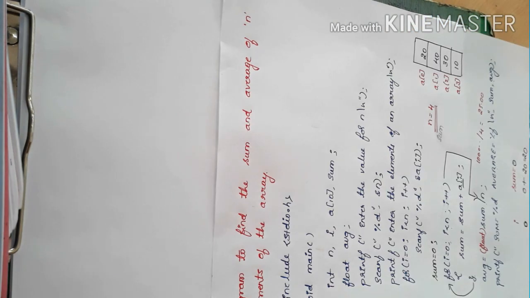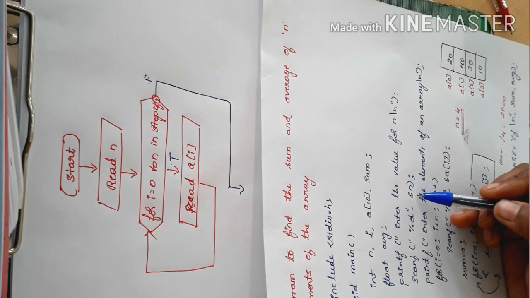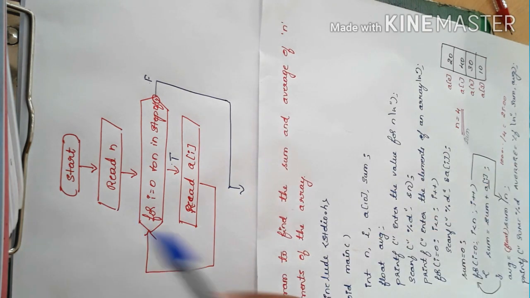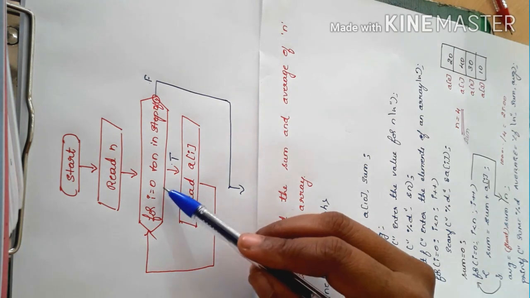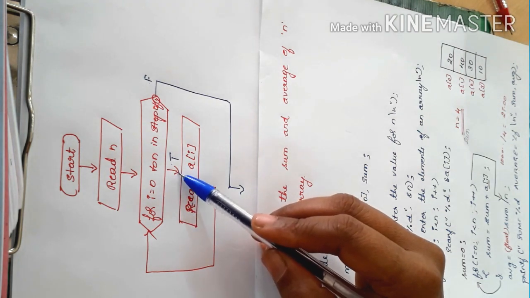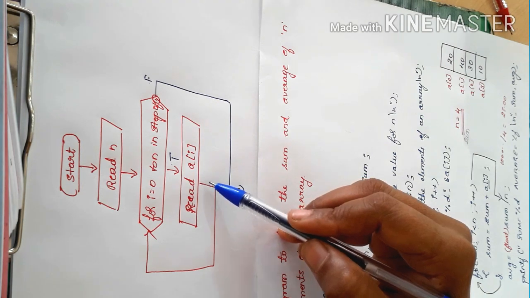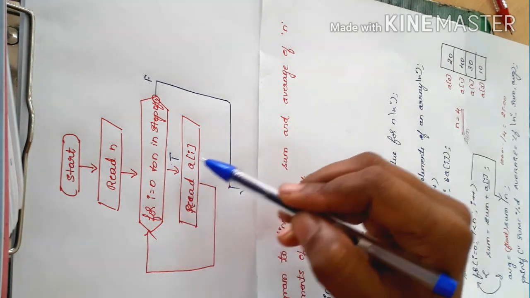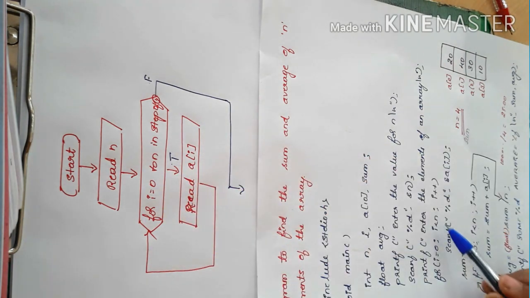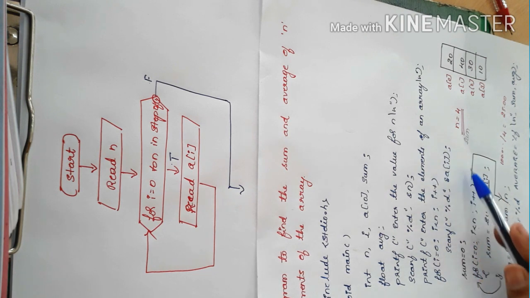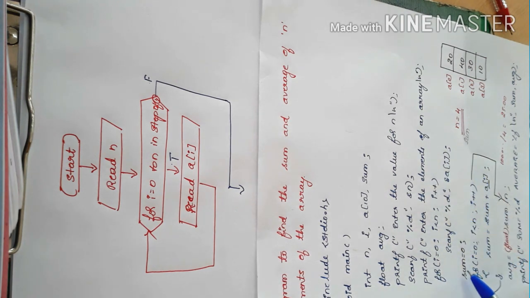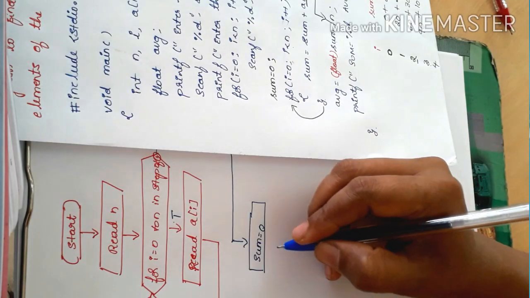Next, we will write the flowchart for this program. First, input a value for n, that is read n. Next, input n elements to the array. For that, we have taken a for loop. If this for loop condition is true, we input the next element of the array. Like this, the for loop statement is executed. When this for loop condition becomes false, control moves out of the for loop. What's the next statement? Sum is equal to 0.